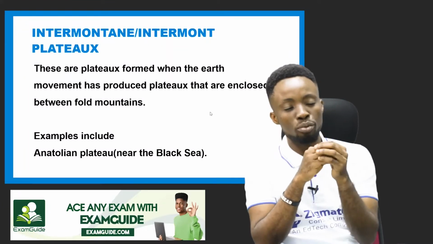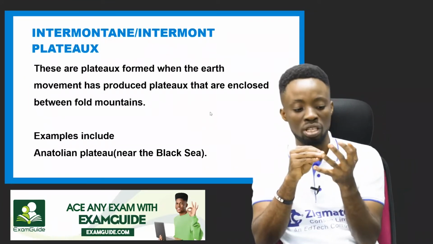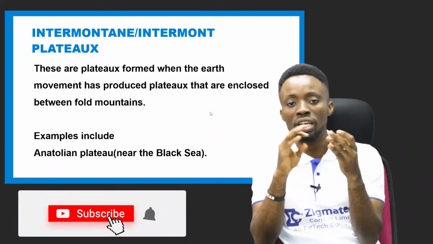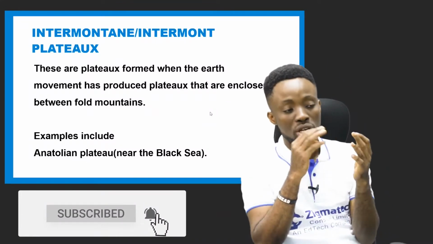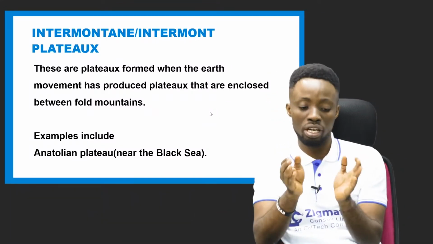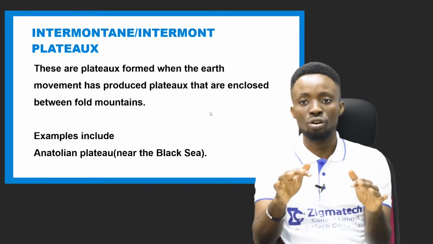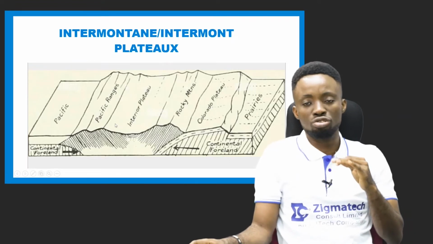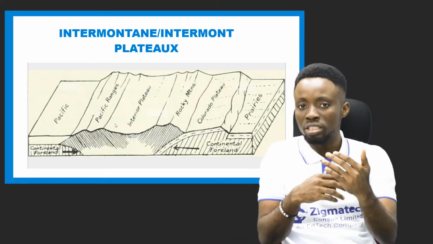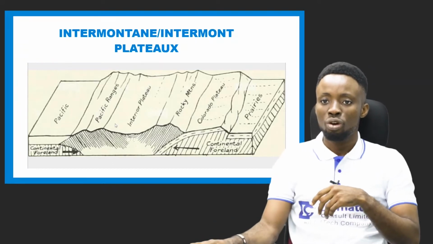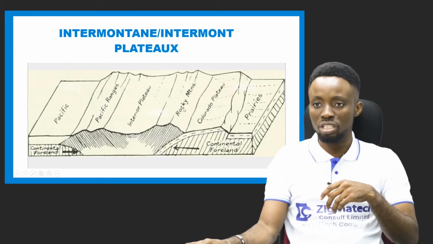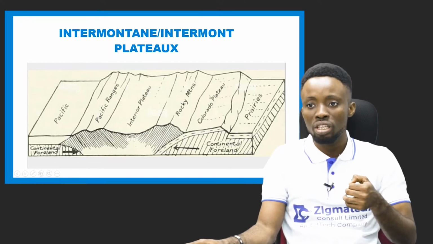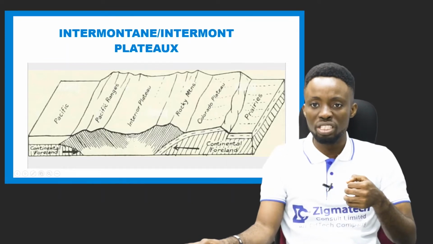Now, a typical example of an intermont plateau is the plateau we have close to the Black Sea, and it's called the Anatolian Plateau. So the Anatolian Plateau is found in ranges of fold mountain. So this is a typical illustration of how an intermont plateau is formed. When we have ranges of mountain here, just like the Rocky Mountain, the Colorado Mountain, for instance, in the American continent, then we have the Pacific ranges.